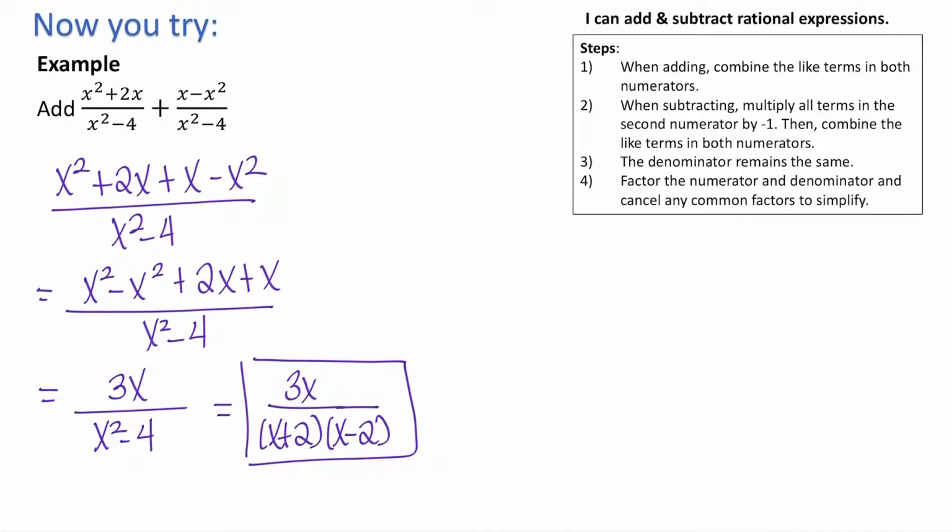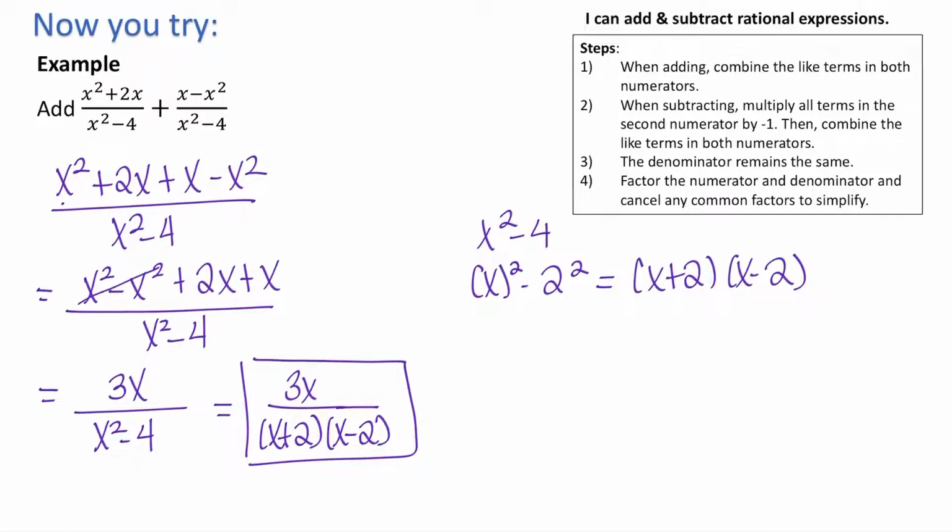So when you do this problem, notice once again we have a like denominator, so we can go ahead and combine the terms. So we have x squared plus 2x plus x minus x squared. So x squared and minus x squared will combine, and they actually end up canceling each other out. And then we have 2x plus x, which gives us 3x. So this gives us 3x over x squared minus 4. X squared minus 4 will factor because it is x squared minus 2 squared. So the difference of two squares will factor as x plus 2 times x minus 2. So there are no common factors that will cancel, so we're just going to leave it as 3x over x plus 2 times x minus 2.